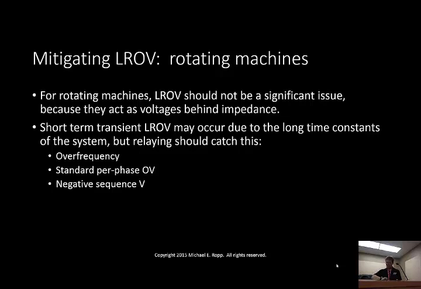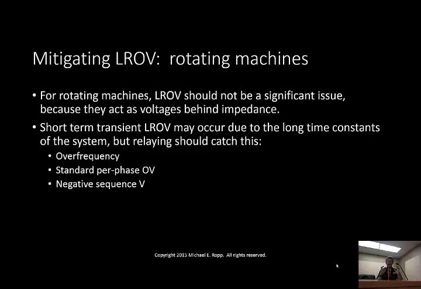Now you guys, you're getting sick and tired of hearing me say this. We model a rotating machine as a what? Voltage behind impedance, right? Well, if I truly do have a constant voltage behind an impedance, what LROV do I expect? Yeah, I see some heads shaking. None, right? It's a voltage source. It's not going to drive the voltage higher. So the reason the inverters do this is because they're current sources. They're pushing current into impedance.